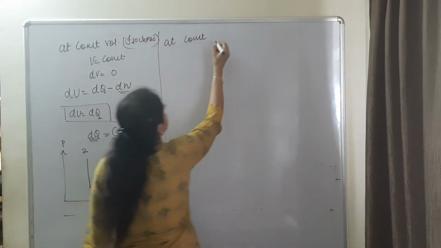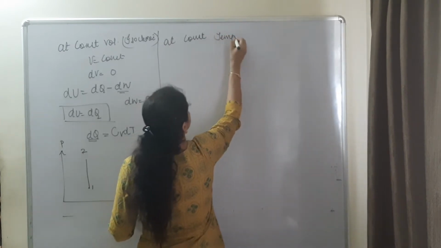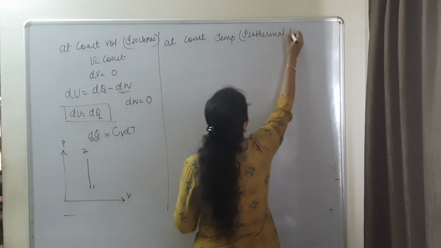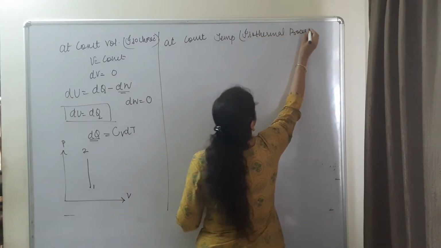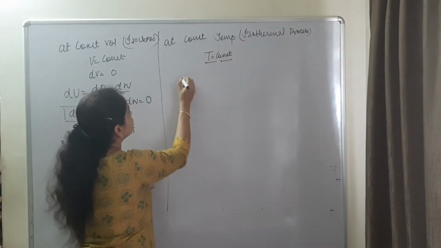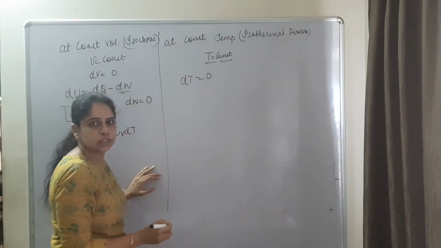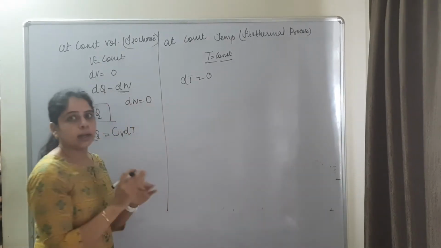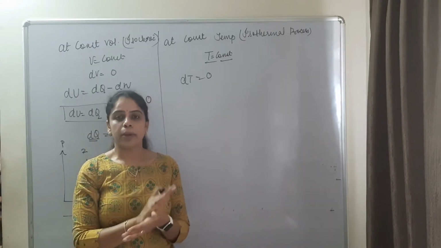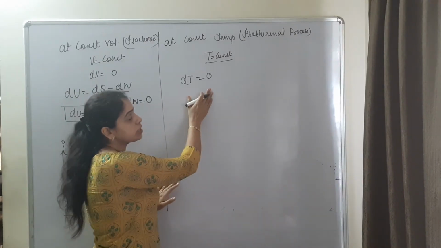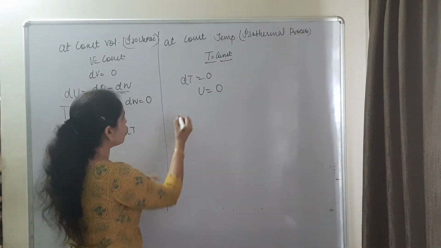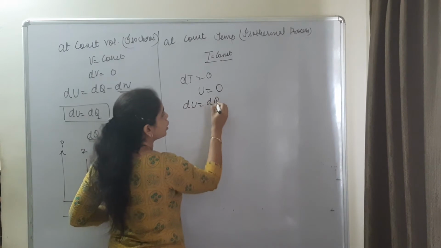Okay, and this is the at constant temperature. So isothermal process. So T is constant. T constant है. So dt change in temperature is 0. And we know that हमने लास्ट वीडियो में डिस्कस किया था that the internal energy only depends on temperature. So if temperature is constant, then internal energy भी क्या हो जाएगी? 0.